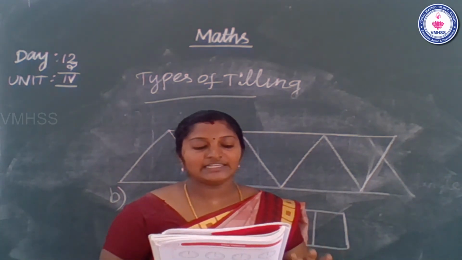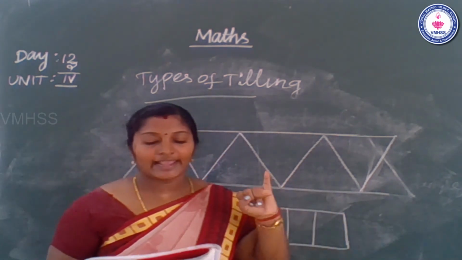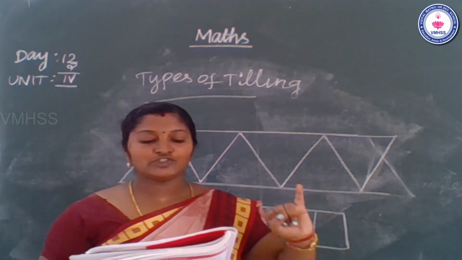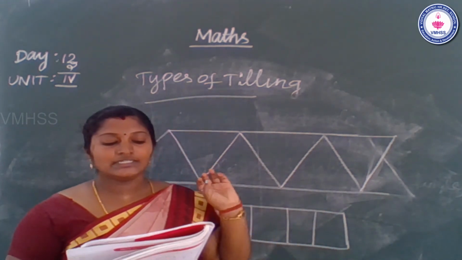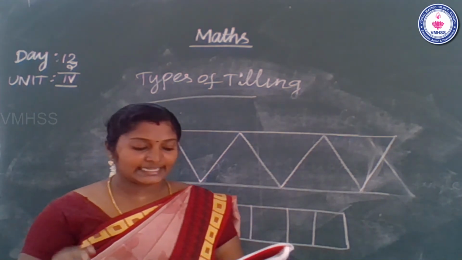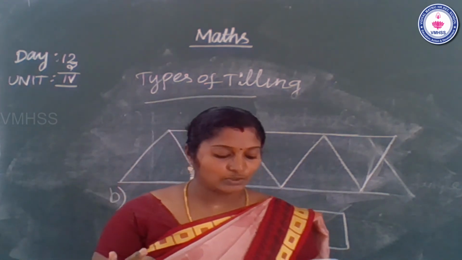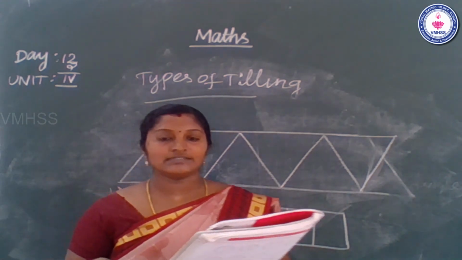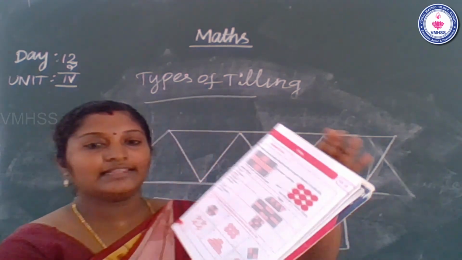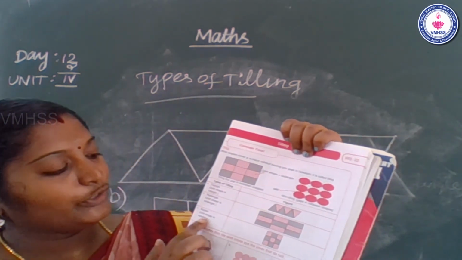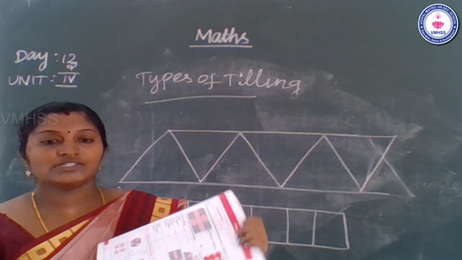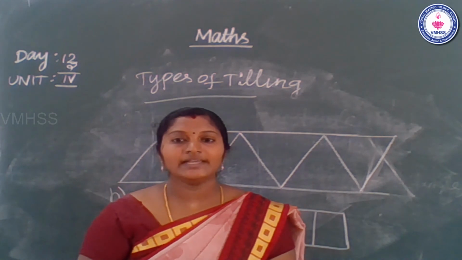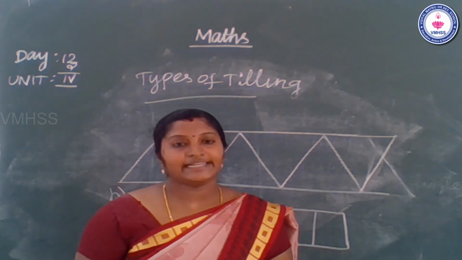So types of tillings. First one is triangle, the unit shape is triangle. Second one rectangle, the unit shape is rectangle. Third one square, the unit shape is square. Okay students, do you understand today's topic, time patterns and tilling?